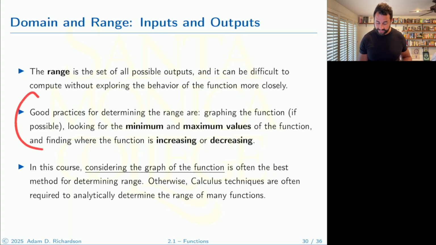Now, some good practices for determining the range are these. Graph the function if it's possible to do so. Can't graph every function, but if you can graph the function, that's a great way to determine the range. Look for the minimum and the maximum values of the function, which we'll talk about in section 2.4, I think, or maybe 2.5. Then find where the function is increasing and where the function is decreasing. So these are good practices that can help you figure out the range.